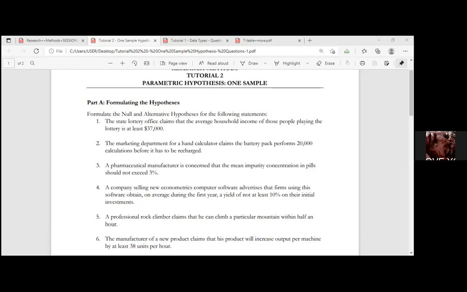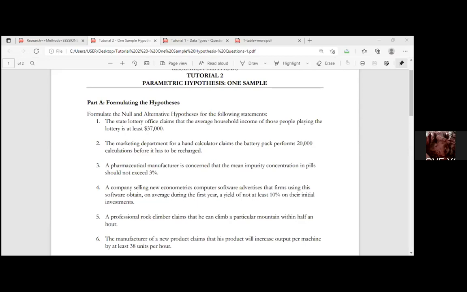Jay, let's go. Number three. A pharmaceutical manufacturer is concerned that the mean impurity concentration in pills should not exceed 3%. So which word there corresponds to a sign, Princess? Should not exceed. So what sign? Less than or equal to. The null hypothesis is such that mu is less than or equal to 3%. Okay. The alternate hypothesis is such that mu is greater than 3%, and it's a one-tailed test.